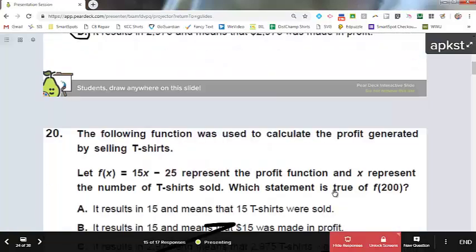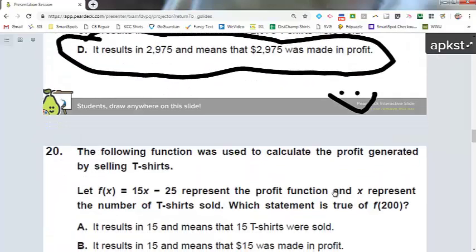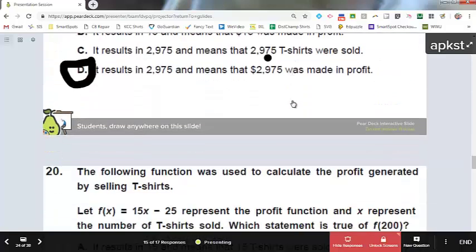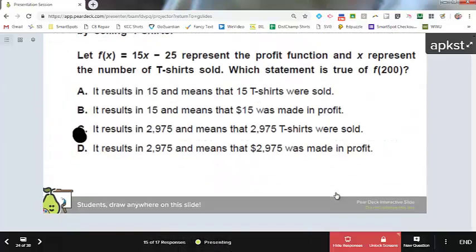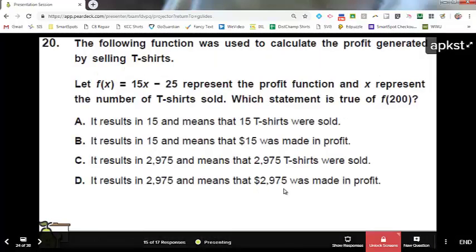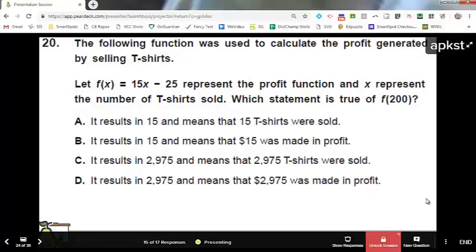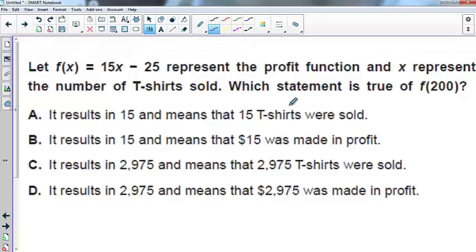So we have D, deleted response, C, D. Torn between the two, perhaps. So we can't decide which is true, C or D. It's one of the two, it appears. All right, so let's see which it is. If we have f of 200, what does that mean that you need to do? Plug it in. So all you have to do is substitute. So what is 200 times 15? 3,000 minus 25?